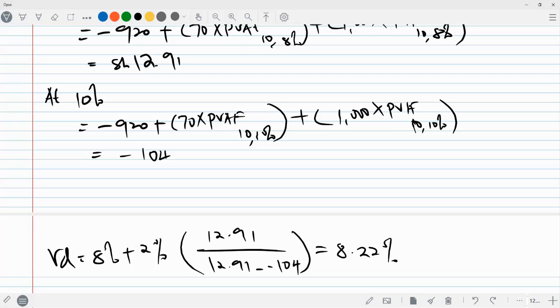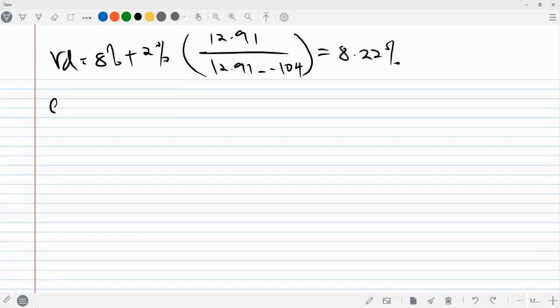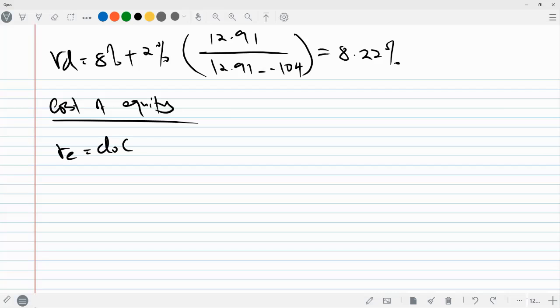What else? We have equity. So next we get the cost of equity. The firm will raise 100 million through share capital, with the current level of dividend. Since there's mention of the dividend, we can use the dividend growth model.